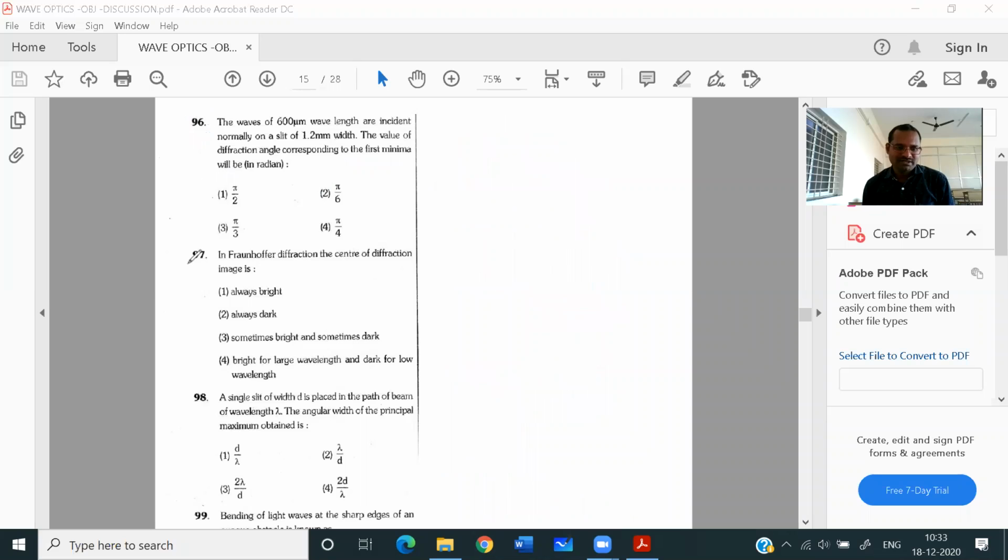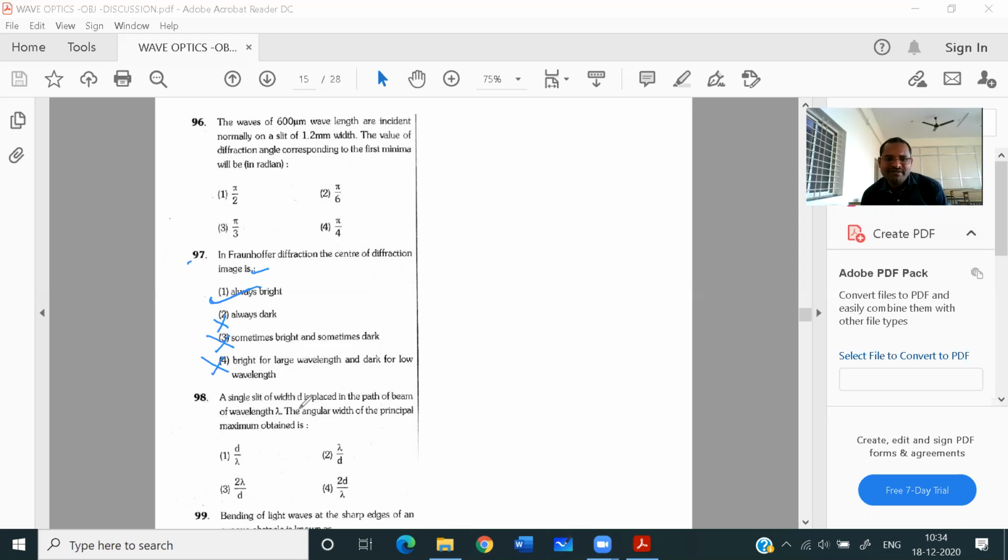Okay. Next. Question number 97. In diffraction, the center of the diffraction image, the central bright fringe, is always brighter. Always dark is wrong. Sometimes bright, sometimes dark is wrong. Bright for large wavelength, dark for low wavelength? No, it doesn't depend upon the wavelength. Always bright. Next, question number 98.